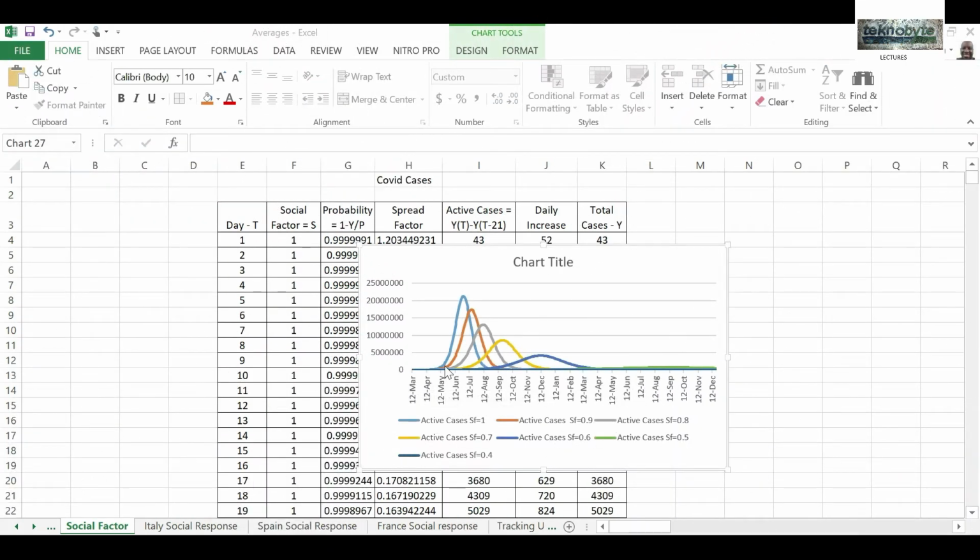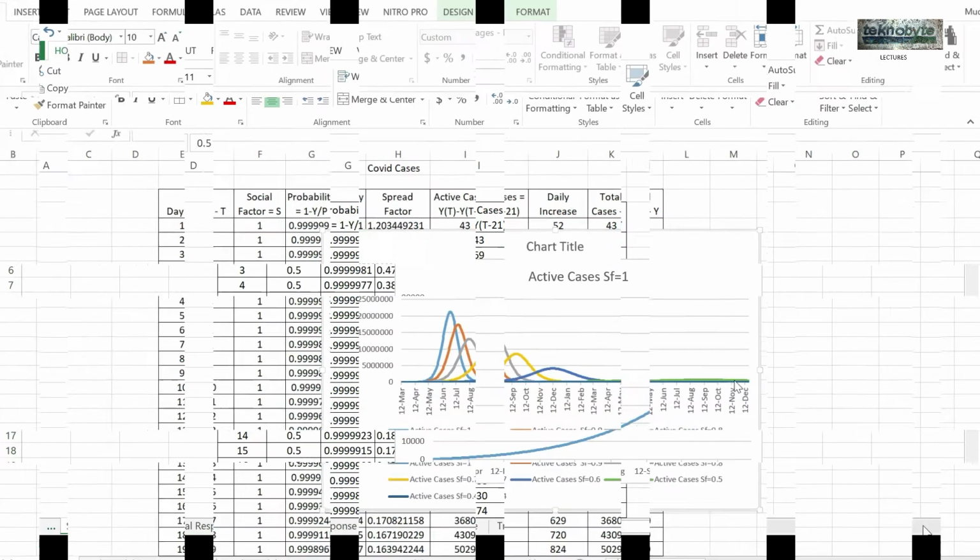I've made the plot of the COVID curves for the different social factors. And for the do nothing case, you can see that we have the highest peak at 21 million. And it comes even quite soon compared to the others. You can see at 0.9, the peak is 17 million. And the trend continues that way until at 0.4, you can see that the wave is completely dead.